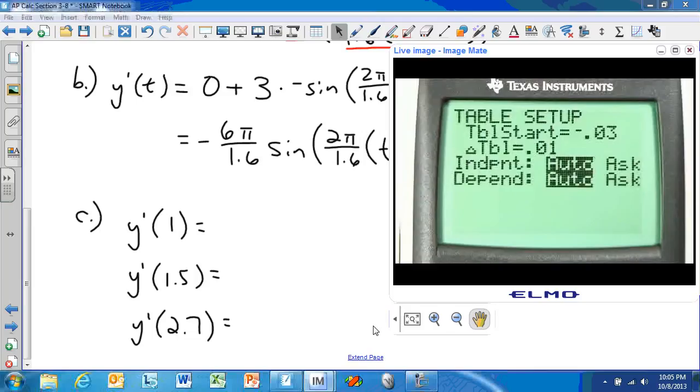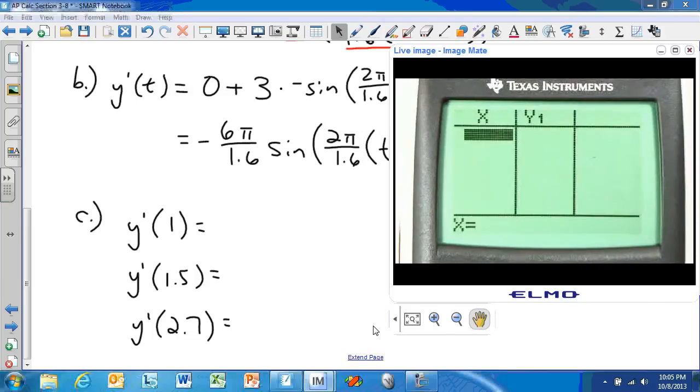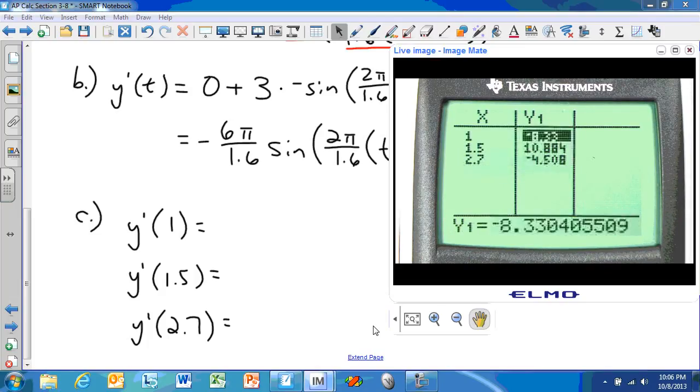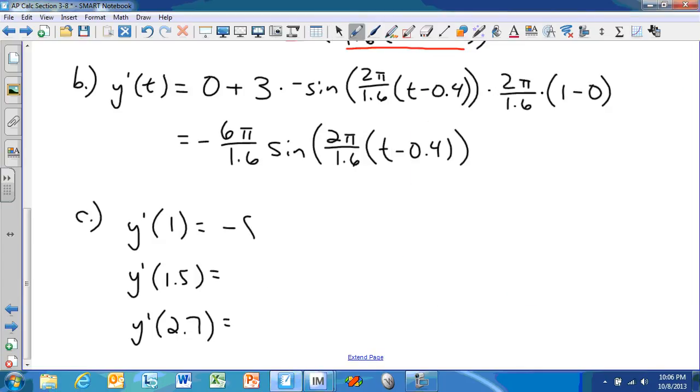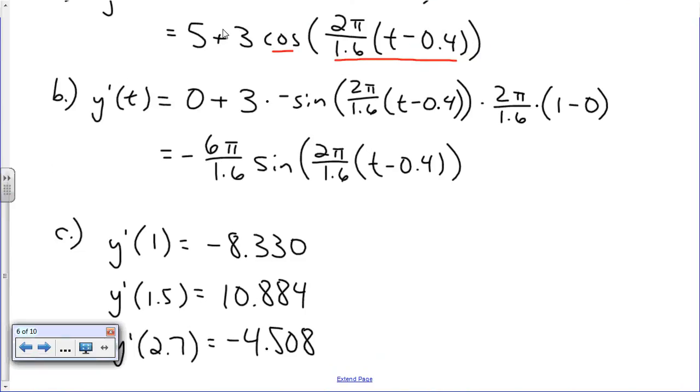Let's go to our table. I'm just going to put this into ask mode so I can just type in the values that I want. So I've got 1, 1.5, and 2.7. And so here are the 3 values we end up with. So at 1, we end up with a negative 8.330. At 1.5, it turns out to be 10.884. And finally at 2.7, it was a negative 4.508. Those are the values that we end up with.